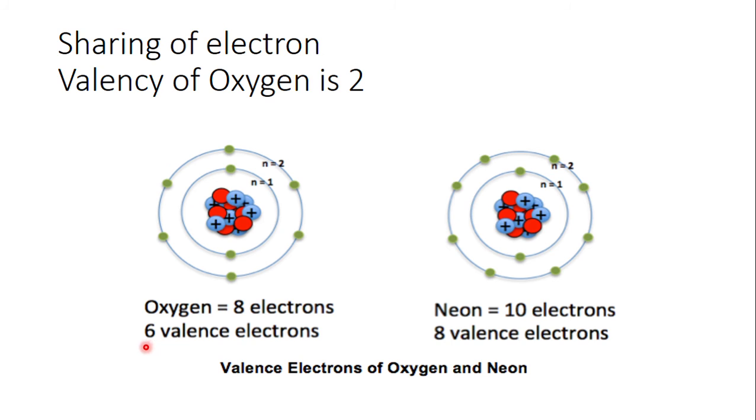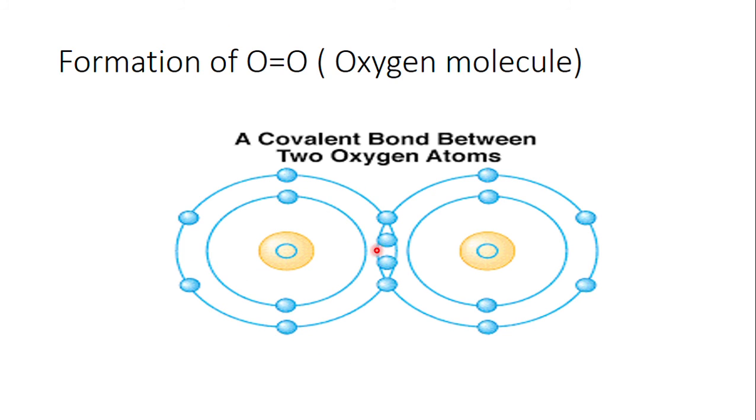How do you calculate? 8 minus 6 valence electrons is 2. So the valency of oxygen is 2. We have a sharing of valence electrons between 2 oxygen atoms, so we have a bond formation. Since 4 electrons are shared, we have 2 bonds here. The 2 electrons shared by one oxygen atom are represented here, from this oxygen atom, and the other oxygen is here. Again, 2 valence electrons, one from this oxygen, the other from the other oxygen, shared and represented as a bond.